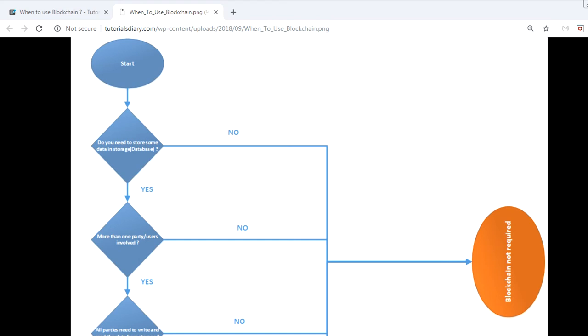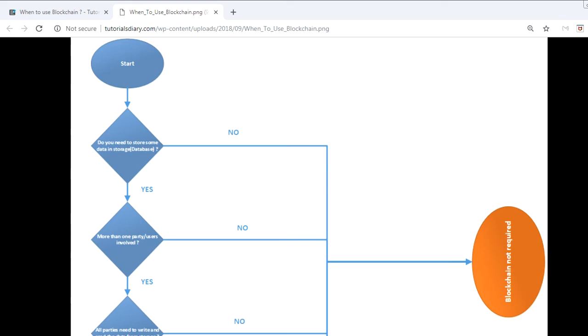First of all, when you receive the requirement, the very first thing you will ask is: do you need to store the information somewhere? This is the first question. If your use case demands storing the information, then yes, you have to ask the next question. If no, if you don't have a requirement to store the information, then blockchain is not required. You can simply end your discussion here. Blockchain is not meant for you.